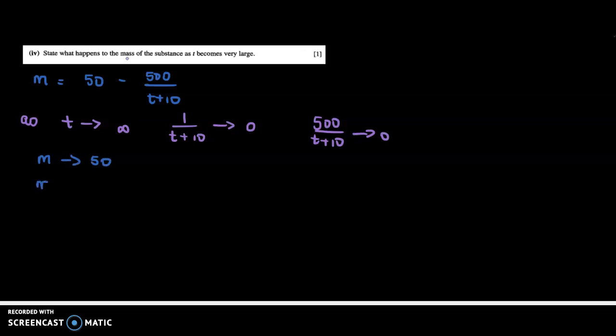So as t becomes very large, the mass of the substance being formed gets closer and closer to 50 grams.